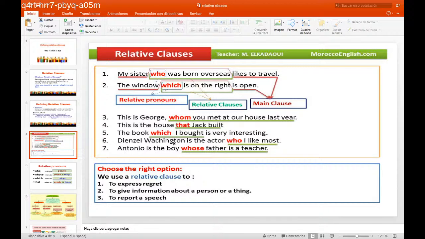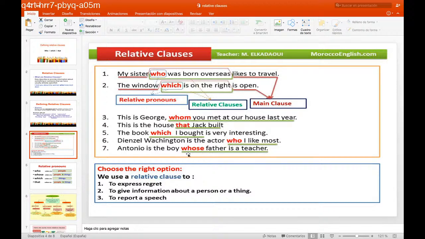The book which I bought is very interesting. Maybe I can say: I bought a book and the book is very interesting. So I joined two sentences, and instead of repeating the book, I used the relative pronoun which. As I told you, there also exist whom, whose, where, and others. But in this class, during this unit, we are going to work just with which, that, and who.